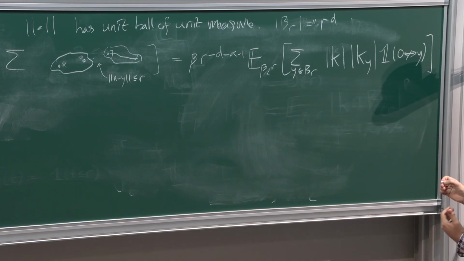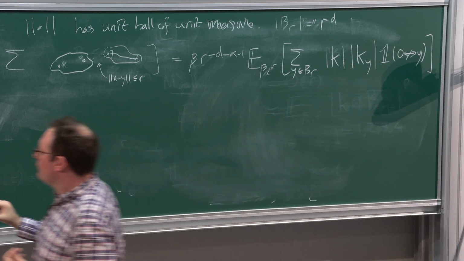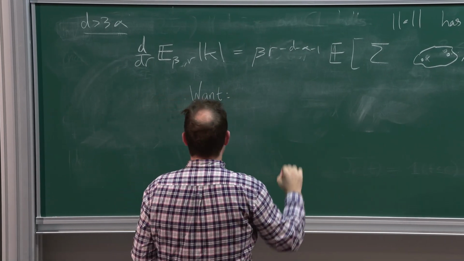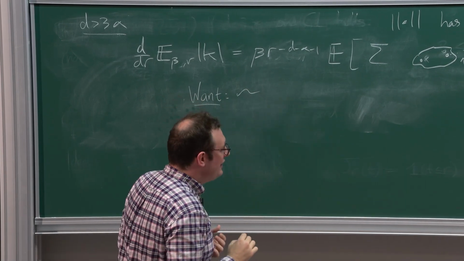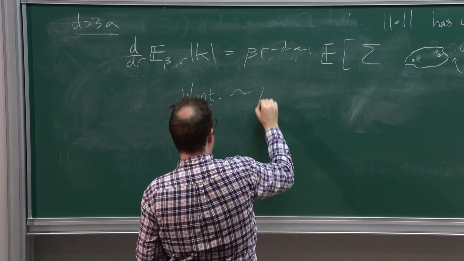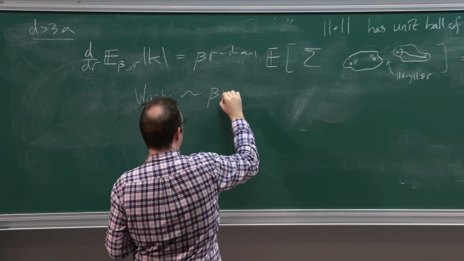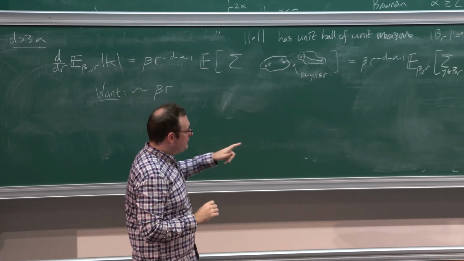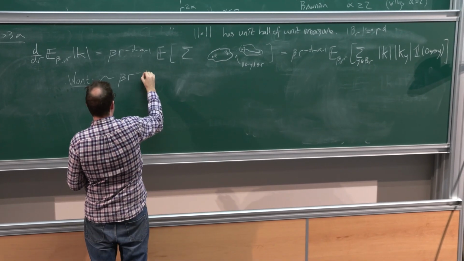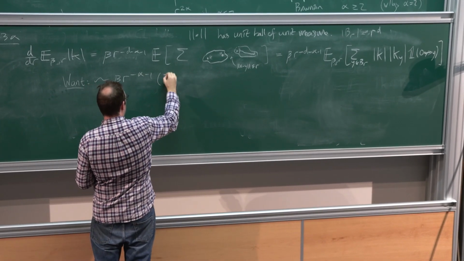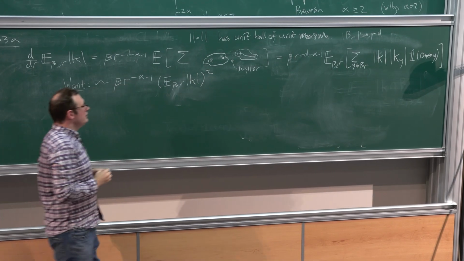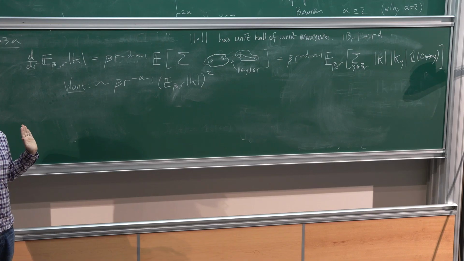Okay, so what we would like to be true is that this derivative is asymptotic to what you would get if these two clusters were just independent, which is beta times r. Well, the r to the minus d cancels with the sum over the ball, which has r to the d points. So I would like to get this.